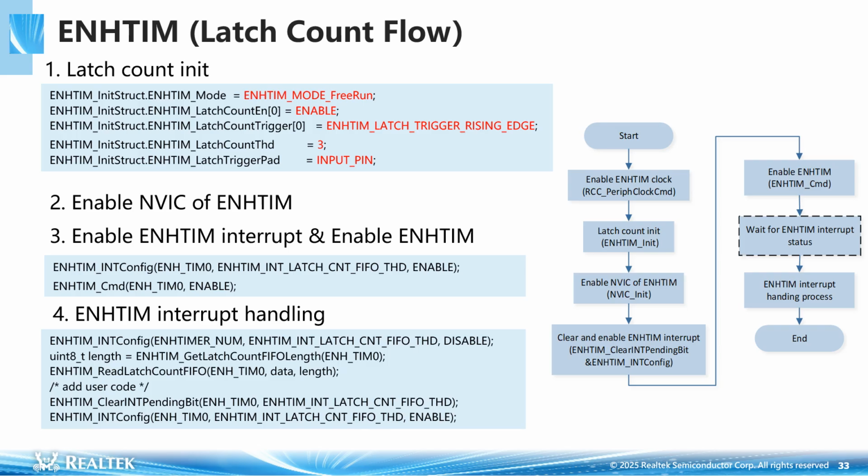Step 3. Configure the interrupt. Clear the GPIO latch count interrupt flag. Enable the GPIO latch count interrupt. Step 4. Start the enhanced timer. Step 5. Wait for interrupt trigger. Interrupt is triggered when received data reaches the set threshold. Step 6. Read captured data in the interrupt handler function.